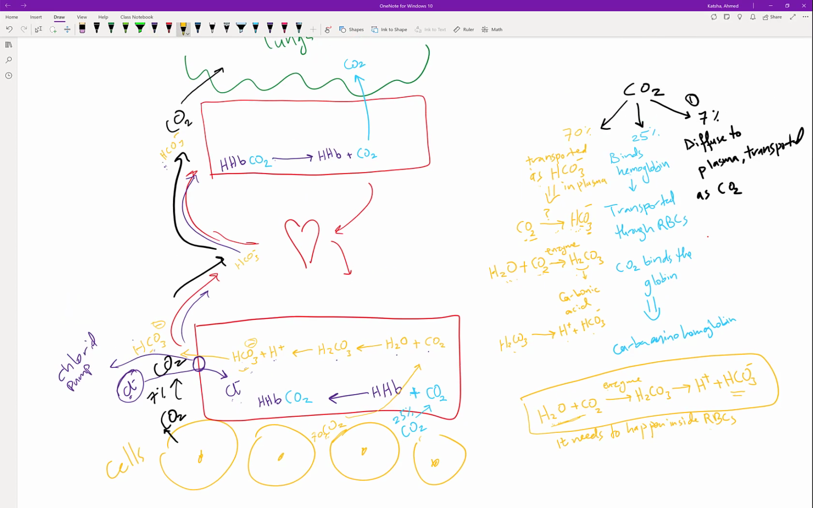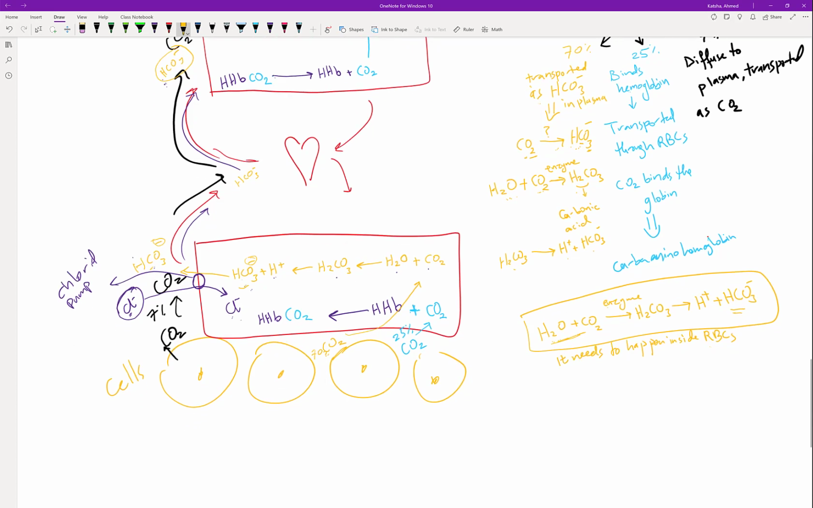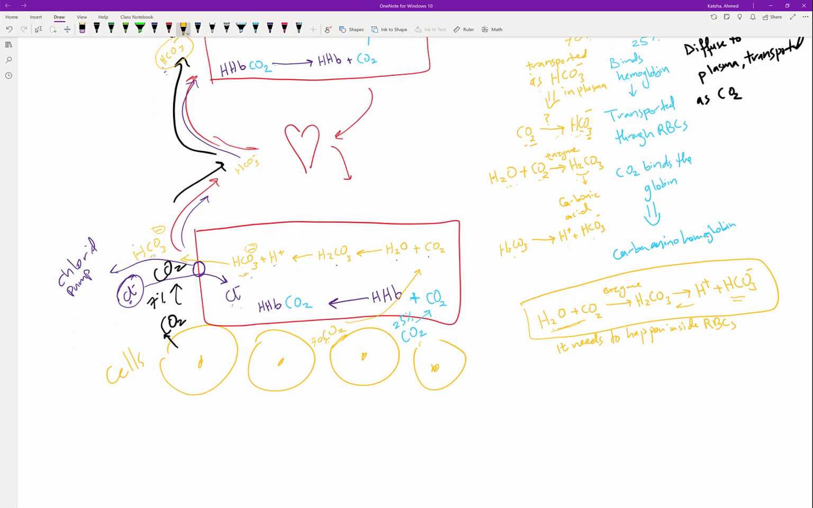We have the bicarbonate in the plasma and we are in the lung. We need to convert it back to CO2. The conversion back is simply reversing this reaction. So this reaction is a two-directional reaction. It means it can move from the left to the right, and it can move from the right to the left, depending on what we need. If we need to take out CO2 and put it in the bicarbonate, then the reaction would move in this direction. If we need to bring out the CO2 from the bicarbonate, we will move in this direction.